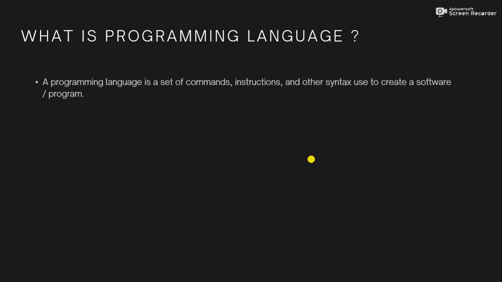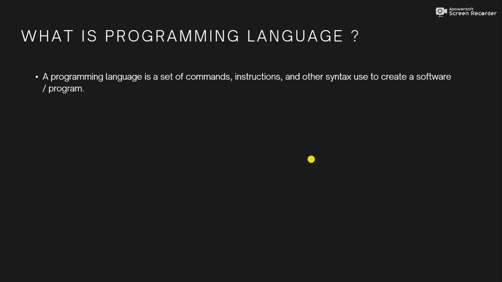Formally, we can define a programming language as a set of commands, instructions, and other syntax that is used to create software or programs. So programming languages are the languages which are used to create software or programs. For example, currently we are using YouTube. YouTube is written by some company or some programmers using some programming language.